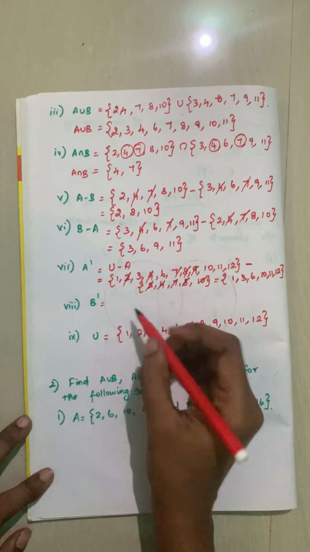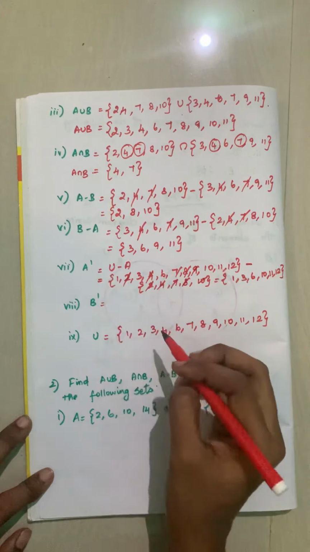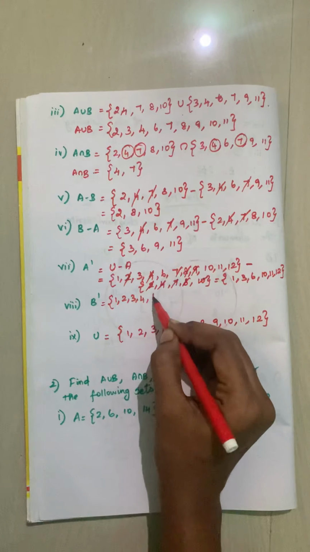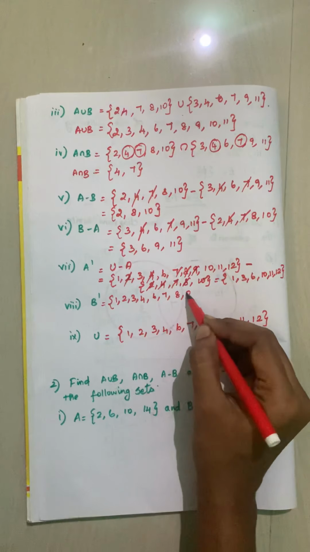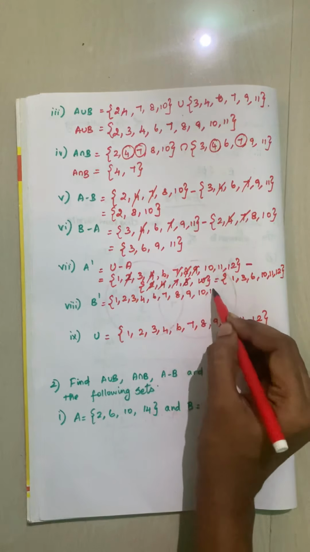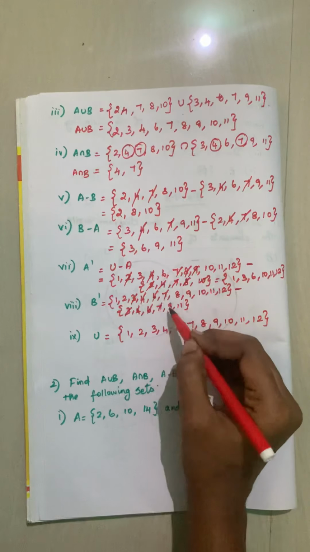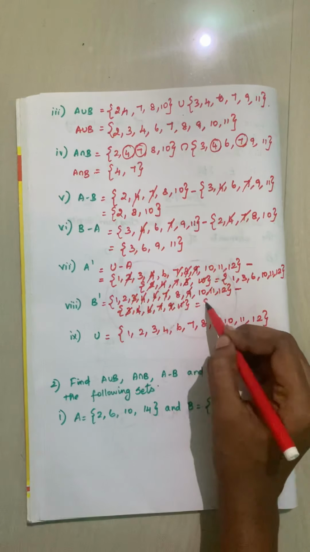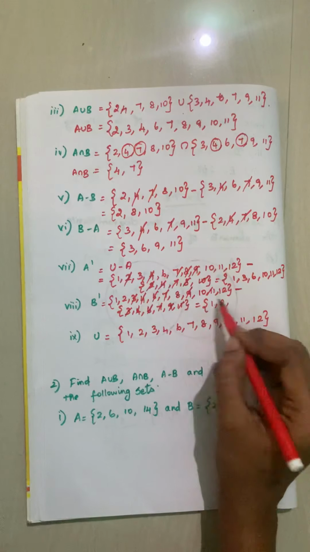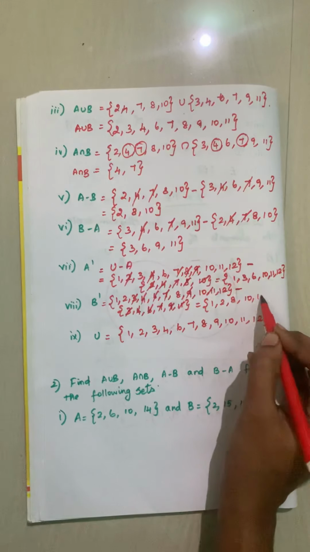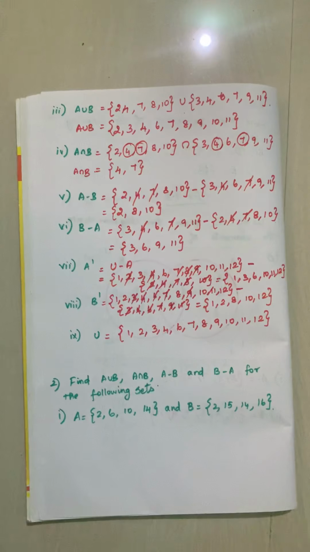Next is same as B. So if I am subtracting U, 1, 2, 3, 4, 6, 7, 8, 9, 10, 11 and 12. Subtraction of B: 3, 4, 6, 7, 9 and 11. So cancel the parts. Same elements will get cancelled. So remaining 1, 2, 8, 10 and 12. Okay. So this is your B dash.